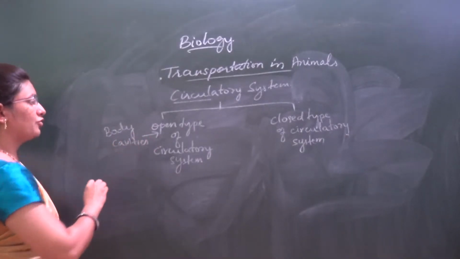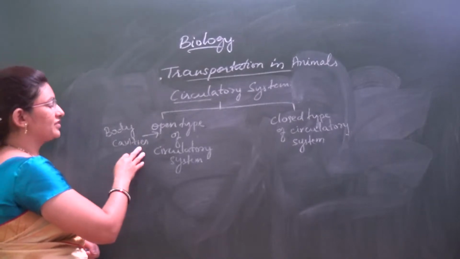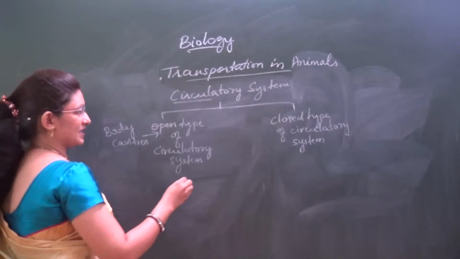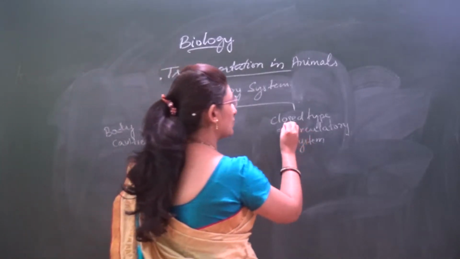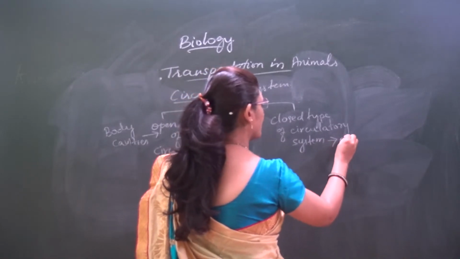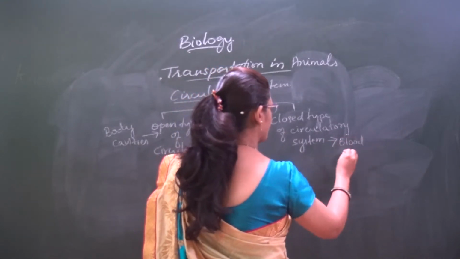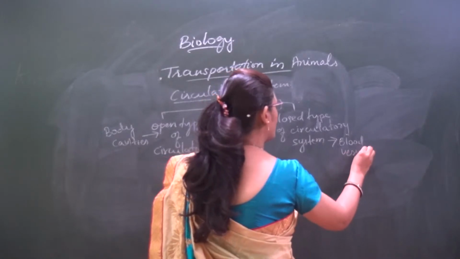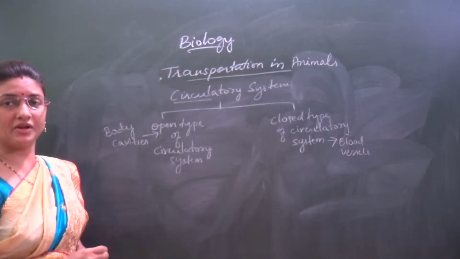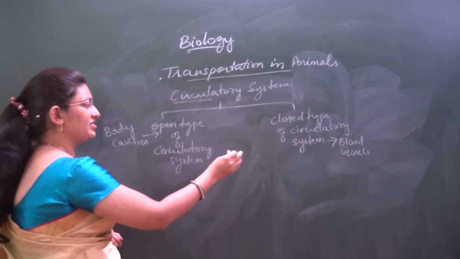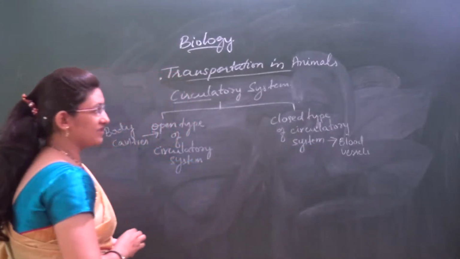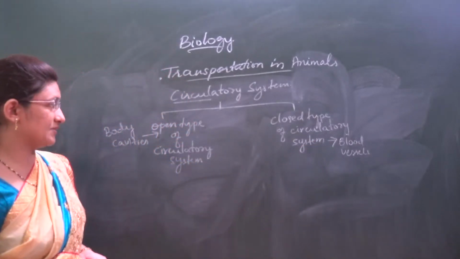Okay, through which the supply of the nutrients, the supply of the blood is taken up to each and every cell. But in case of the closed type of circulatory system, it is consisting of the blood vessels, through which the supply of the nutrients, supply of the oxygen, whatever the material has to be taken up to the cells will be carried out within these blood vessels.